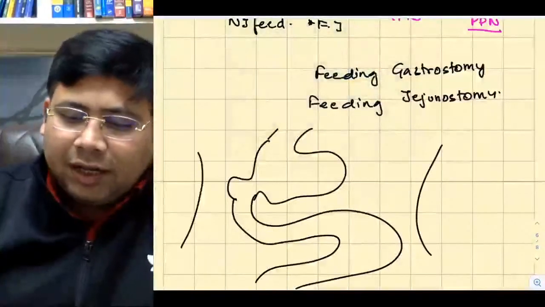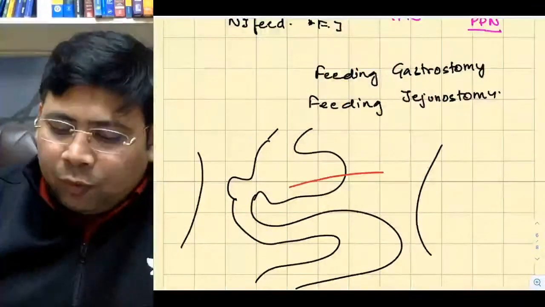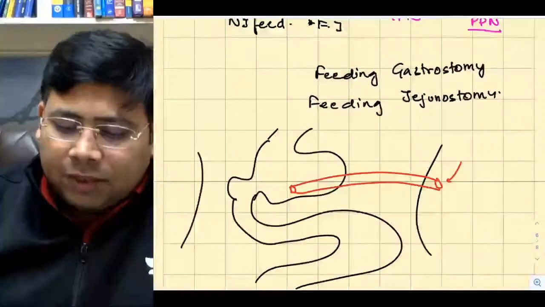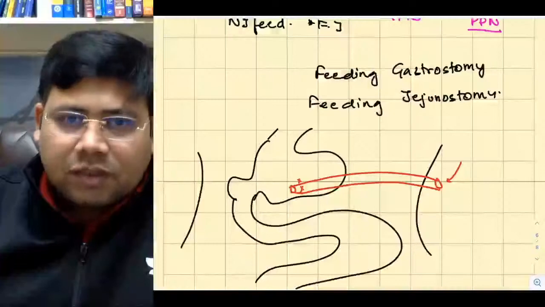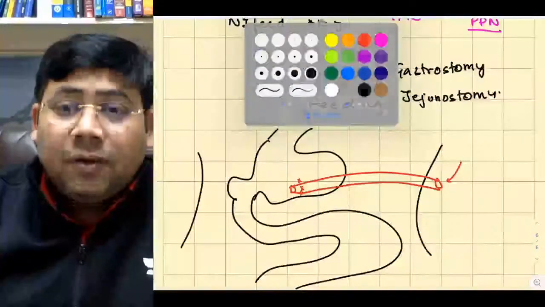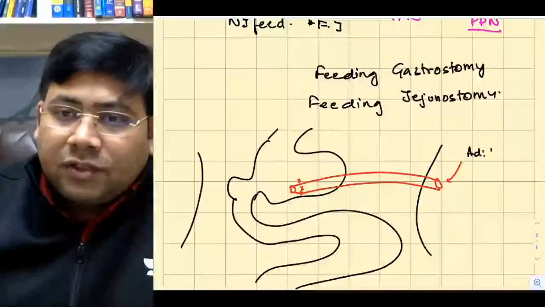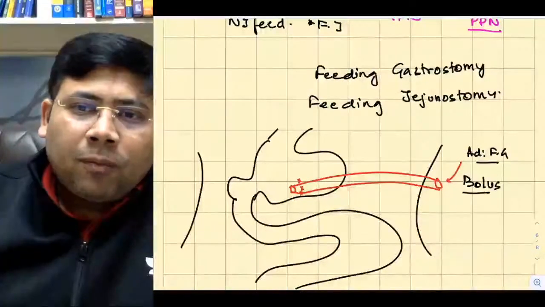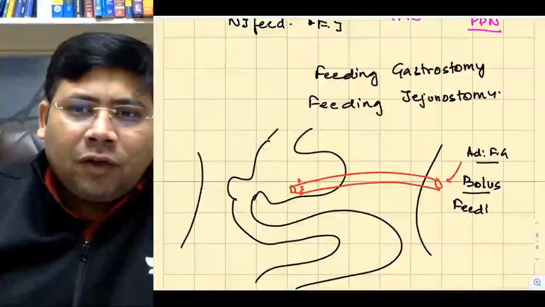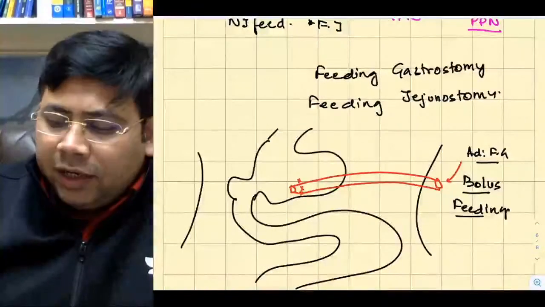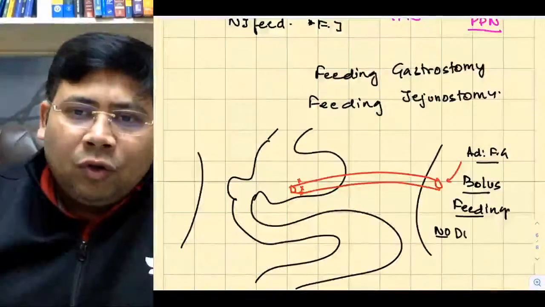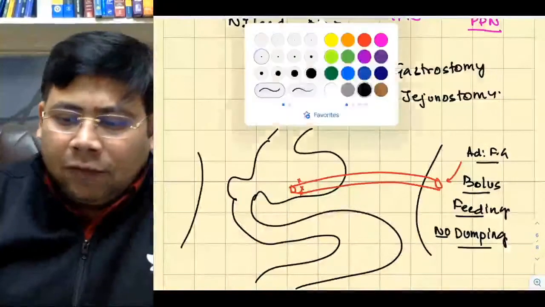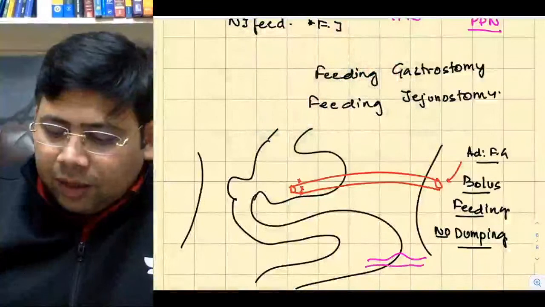If you talk about feeding gastrostomy, you put a tube directly into the stomach and you can give the feed from this side. What is the advantage of FG? The advantage of FG is that you can go for bolus feeding. This is the natural way of feeding. So no dumping. No dumping is seen in this.